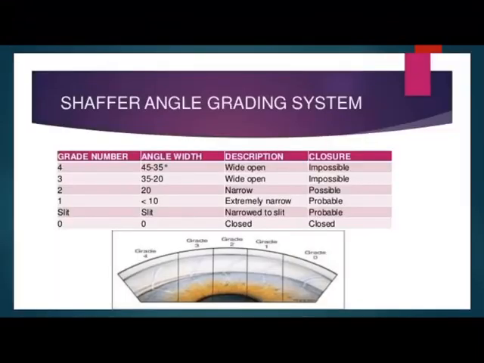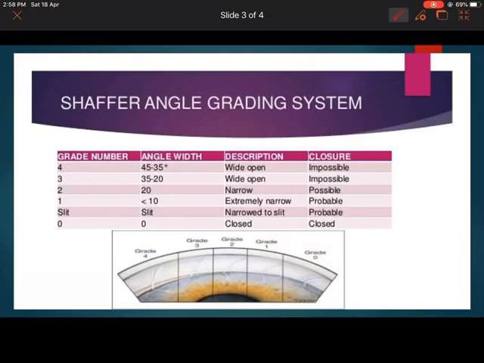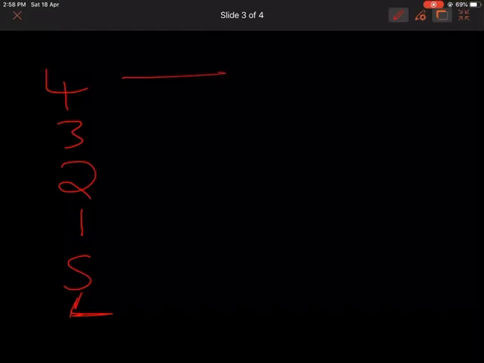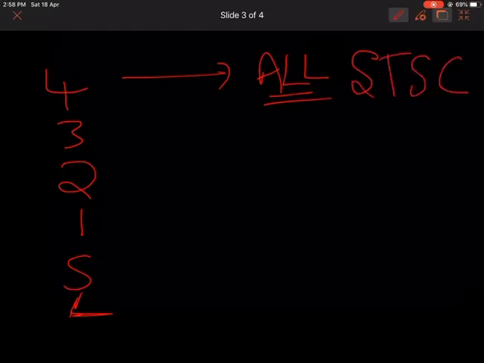Then we'll see how to grade the trabecular meshwork. Once again, it's very easy. Grading is very easy. Schaeffer's grading. You have 4, 3, 2, 1, slit and 0. Then in grade 4, all four structures are seen. That is your Schwalbe's line, then you have trabecular meshwork, then you have scleral spur, then you have ciliary body band. All the four structures are seen.